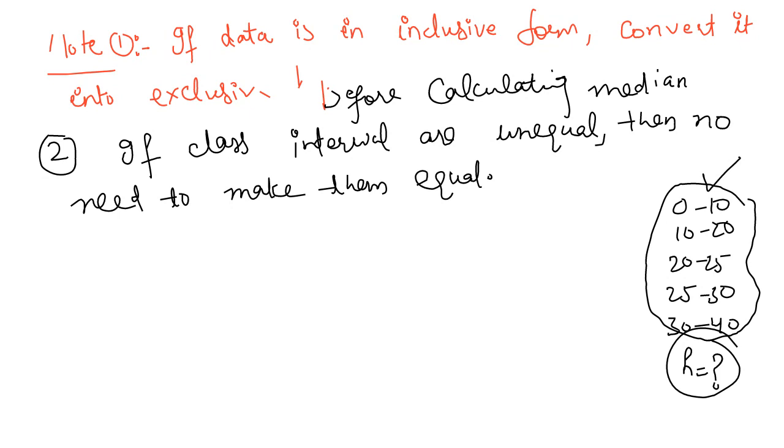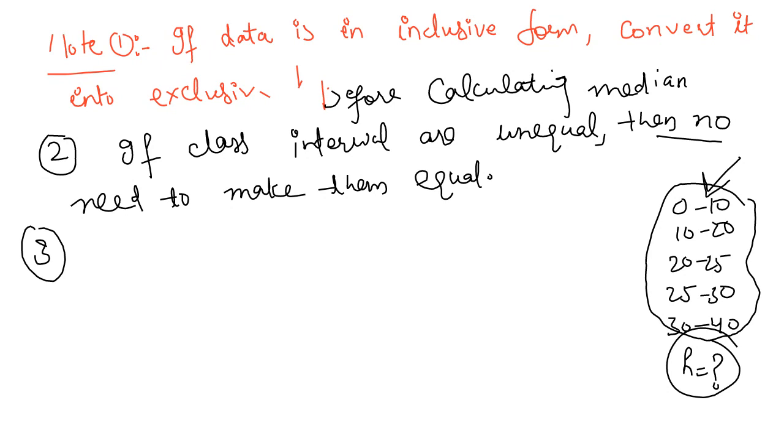For some classes it is equal to 5 and for some classes it is equal to 10. But you can use the same formulas to calculate mean, either by using shortcut method or by using step deviation method. So same is there. If class intervals are unequal, means such type of data is given, then no need to make them equal.